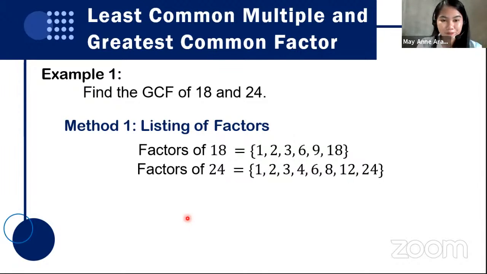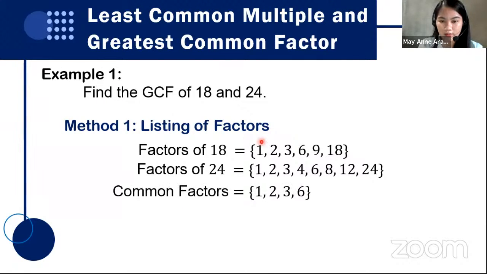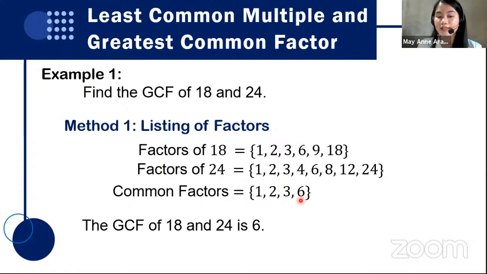After this, you will identify the common factors. In this case, we have 1. The common factors are 1, 2, both of them, of 2 and 3, and then 6. Then wala na. And since you get the greatest common factor, what's the greatest number? Okay, we have 6. So therefore, the greatest common factor of 18 and 24 is 6.